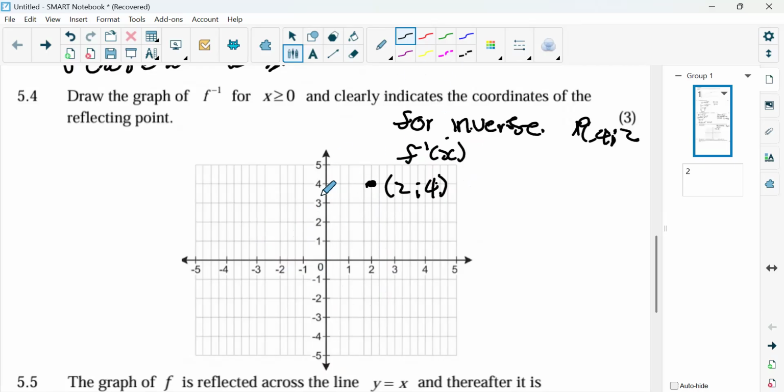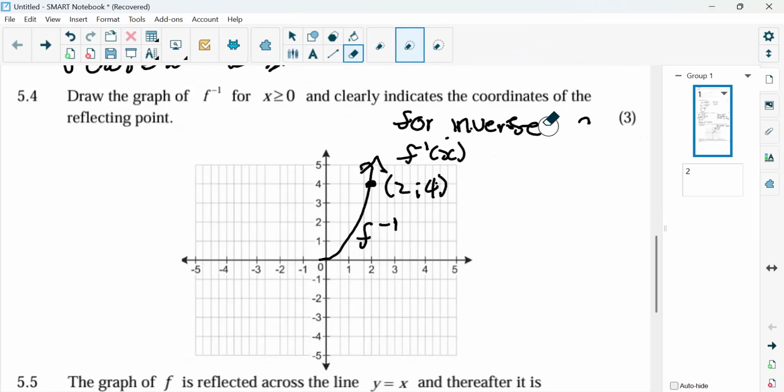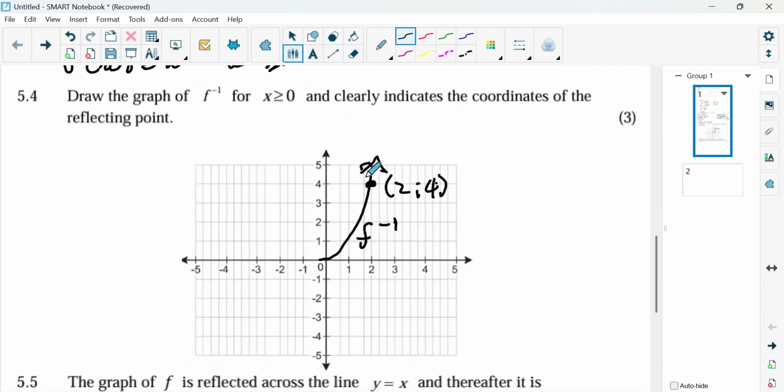Then after that, we are going to draw. We can connect. That means our graph is going to start here and pass through that point, and then we just put an arrow to say that it continues. And then we're going to call this graph f inverse. Just write f inverse, you don't have to write f inverse of x. And then make sure you show that point, 2 which goes with 4. So this one is how many marks? It's 3 marks.